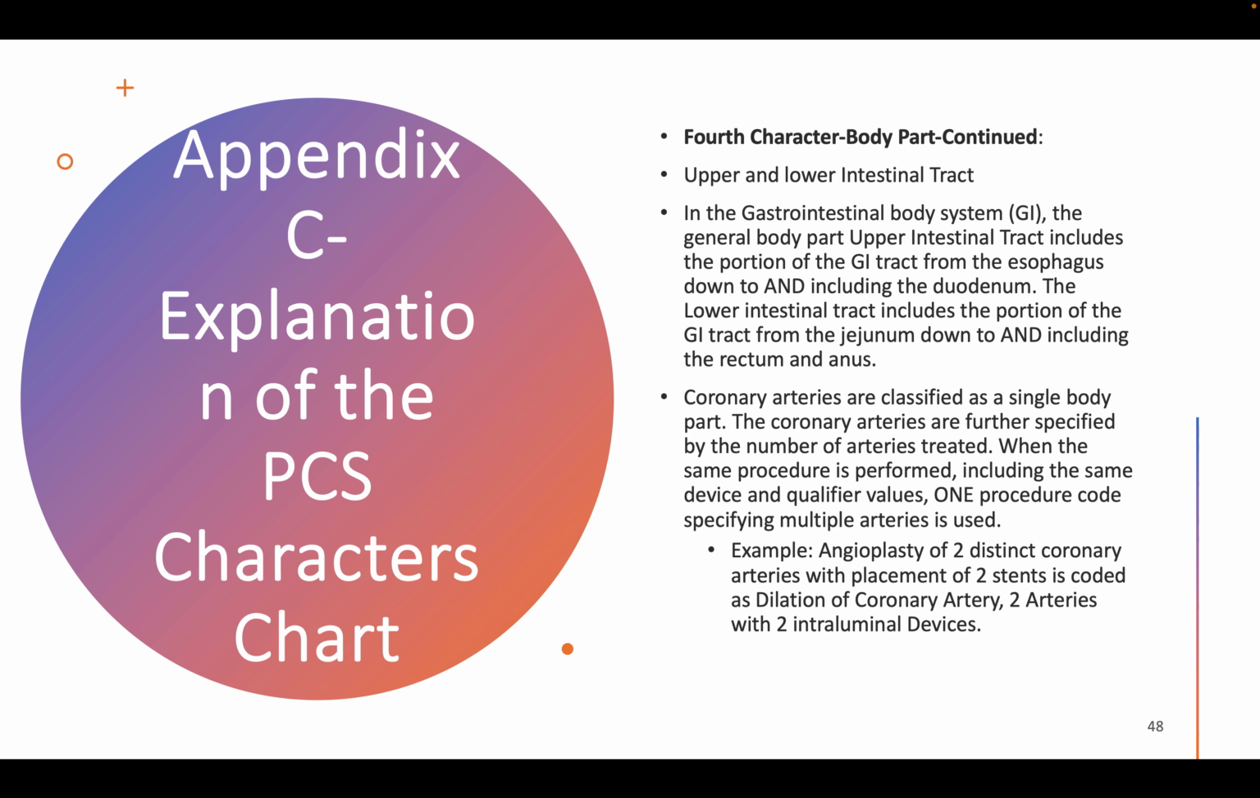Coronary arteries are classified as a single body part. The coronary arteries are further specified by the number of arteries treated. When the same procedure is performed, including the same device and qualifier values, one procedure code specifying multiple arteries is used. Example, angioplasty of two distinct coronary arteries with placement of two stents is coded as dilation of coronary artery, two arteries with two intraluminal devices.